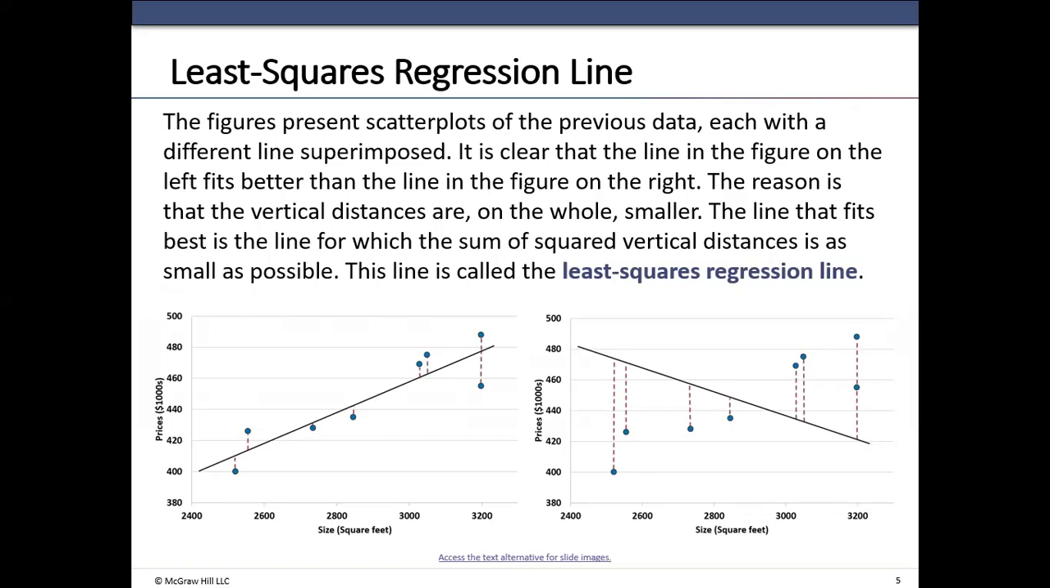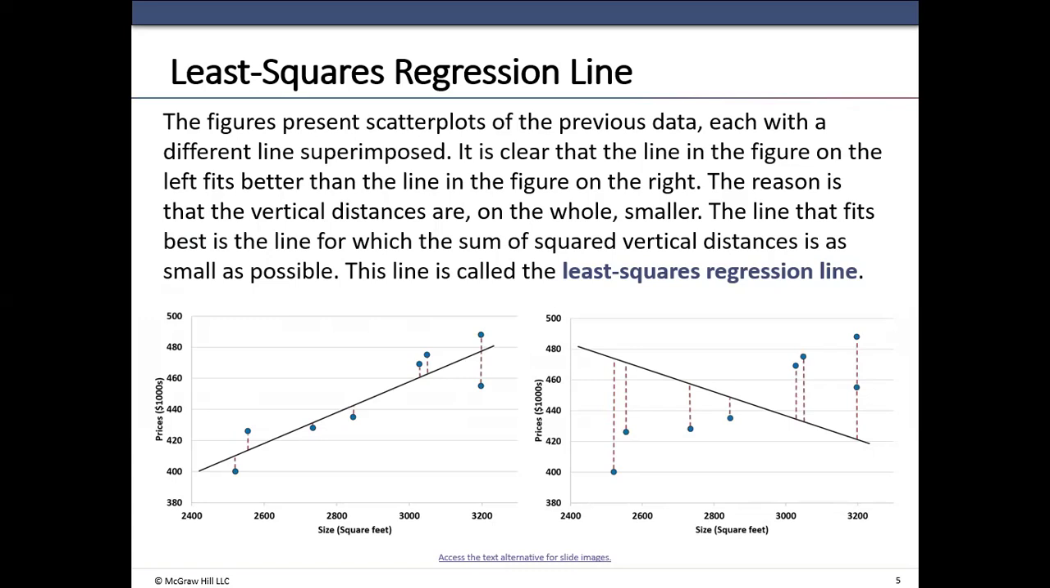The line that fits best is the line for which the sum of the squared vertical distances is as small as possible. This line is called the least squares regression line. So again, what is a least square regression line? It is drawn in such a way that the sum of the squares of the vertical distances of the actual data points from the fitted line is the lowest.